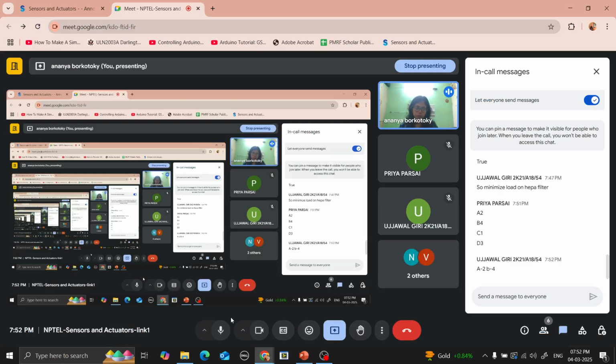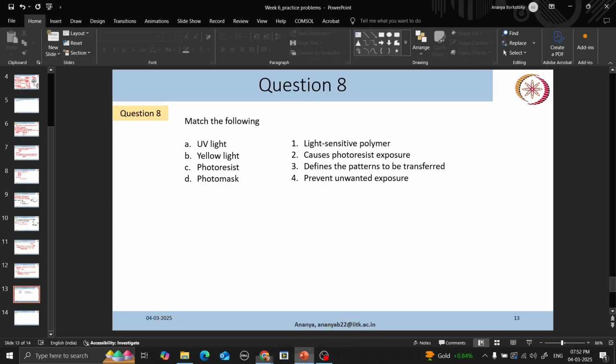So, minimize load on HEPA filter, this is for the last question. Yes, HEPA filters will filter the particles, but the maintenance cost will be high if we leave everything to the HEPA filters, right? So we try to minimize the load as much as possible. It's true. Okay, I should probably stay on this slide so that you can answer.